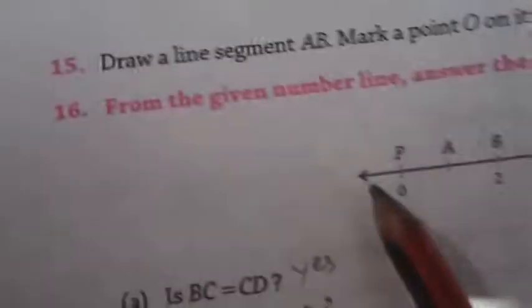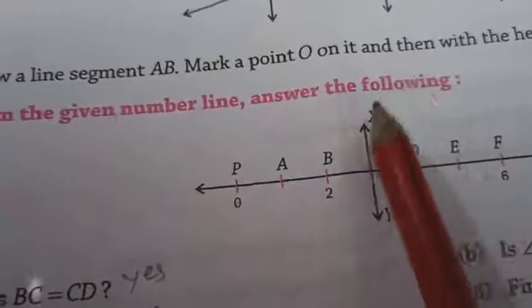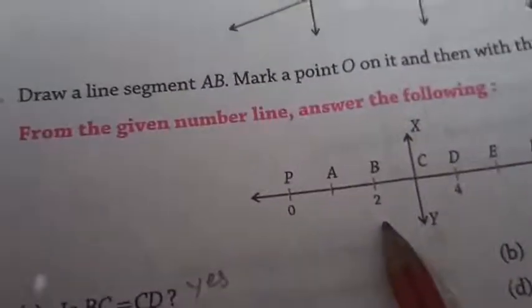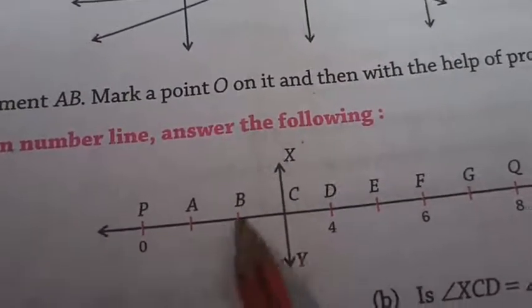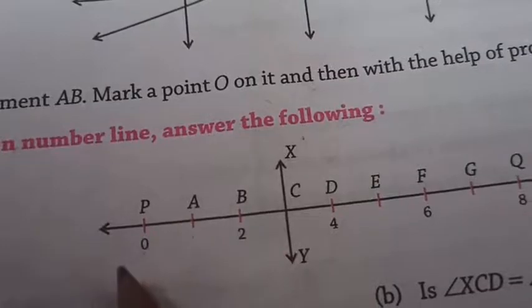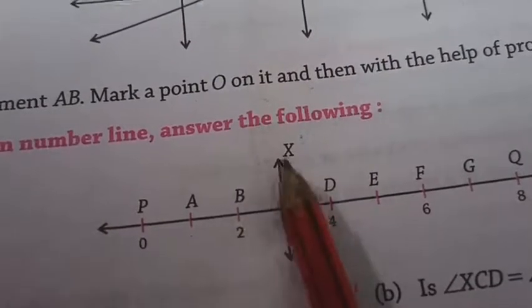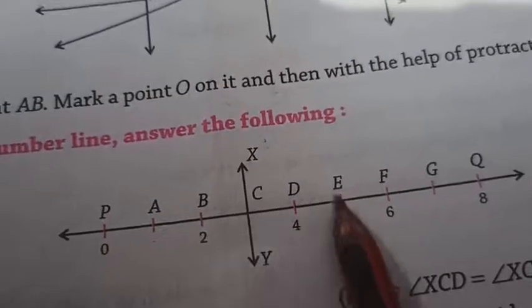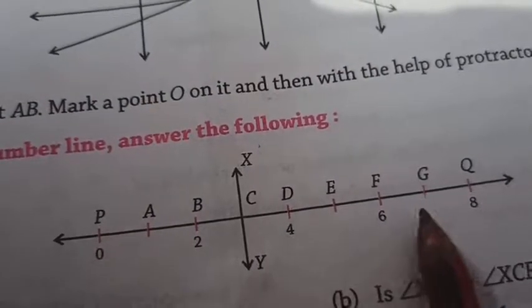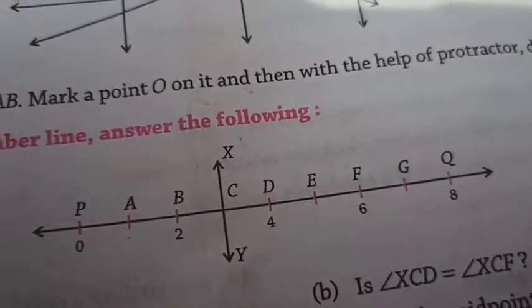Now again in problem number 16: from the given number line, answer the following. Here you are given a line on which some letters P, A, B are marked, along with the numbers 0, 1, 2. XY is perpendicular to this line, and C, D indicate 3 and 4, E is 5, F is 6, G is 7, and Q indicates 8.